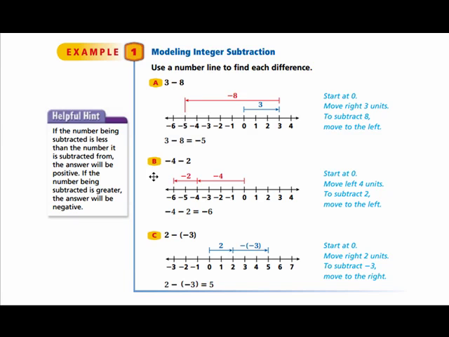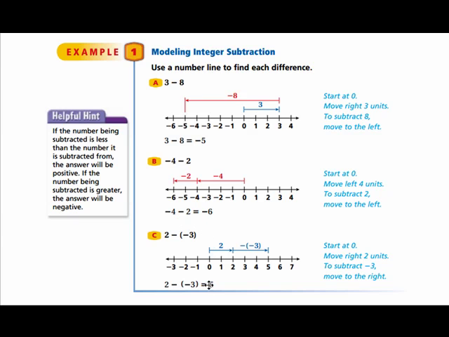Alrighty, let's look at B. We have -4 minus 2, starting at 0. Let's move 4 spaces in the negative direction, and we're also going to move 2 spaces in the negative direction. So here we did -4 minus 2 more, getting us to -6.